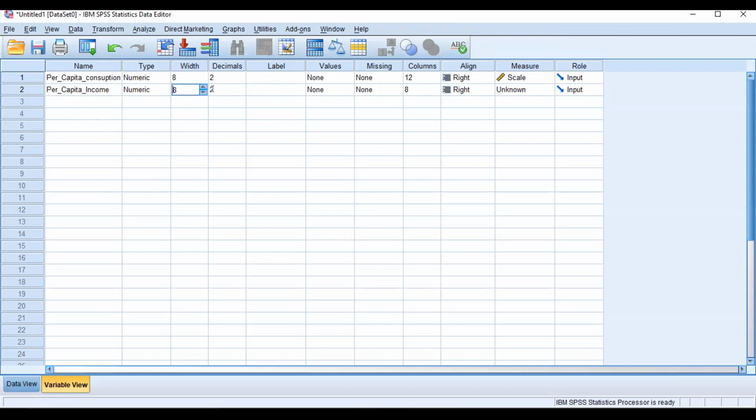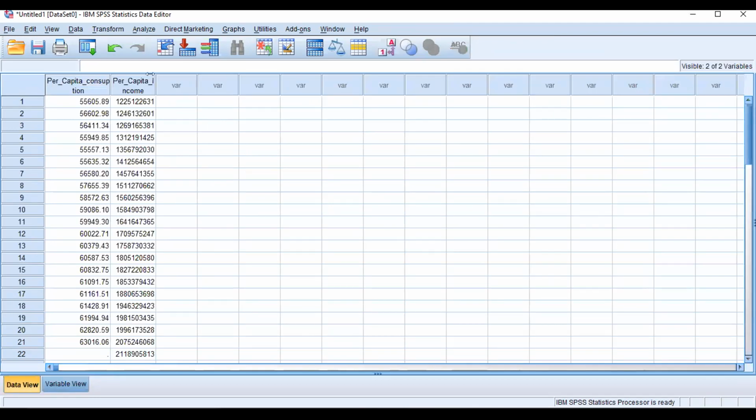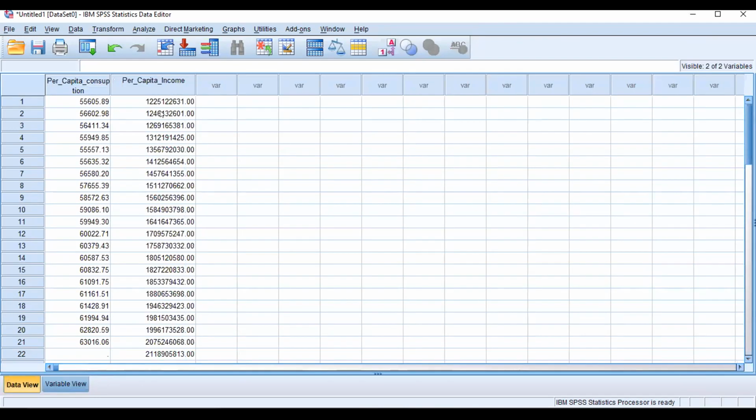8 width and 2 decimal, because it is a continuous data set. That's why this scale will decide what kind of test you will apply here. If it is numeric and you are taking the decimal into consideration, or here you are choosing a scale, then you will apply the parametric test. Here it is in crore, something like that.